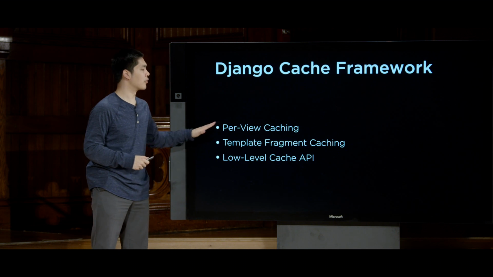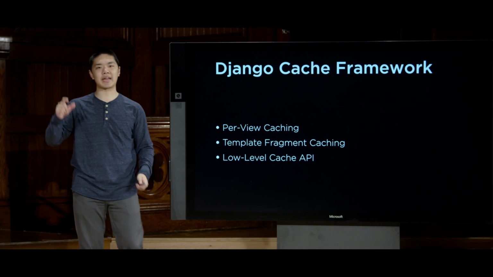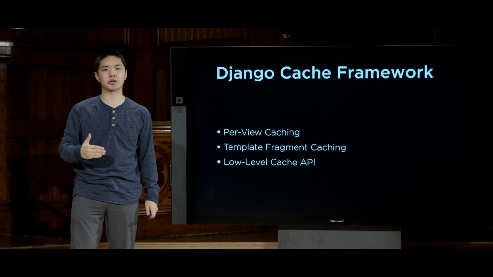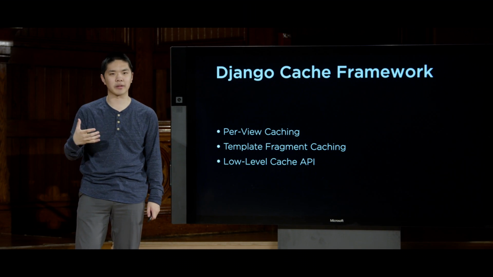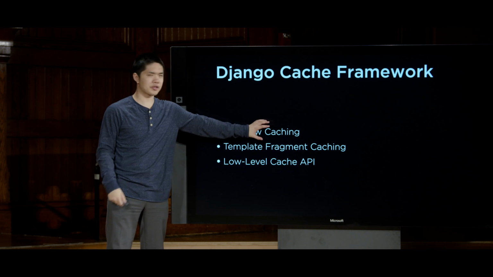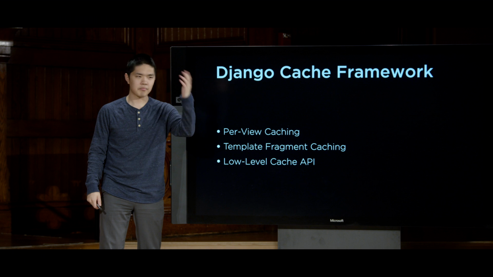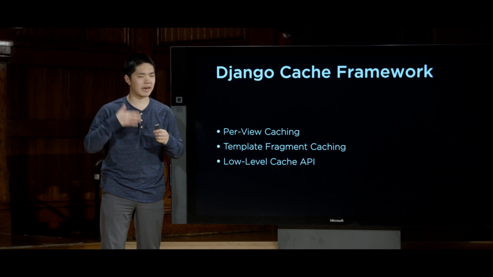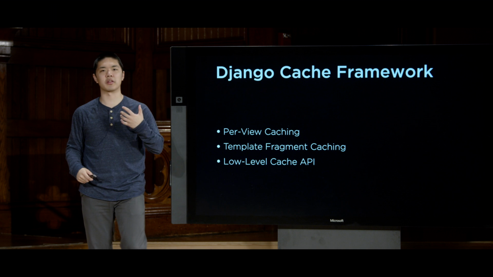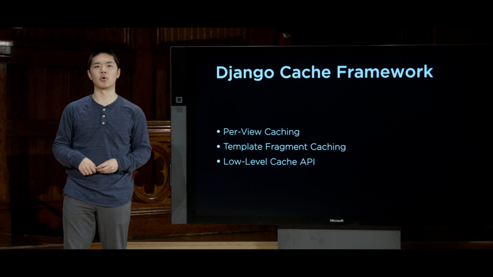So there are per view caches, where you can specify a cache on a particular view to say that rather than run through all this Python code every time someone makes a request to this particular view, instead, just cache the view so that for the next 30 seconds or 30 minutes, the next time someone tries to visit the same view, go ahead and just reuse the results of the last time that view was loaded.